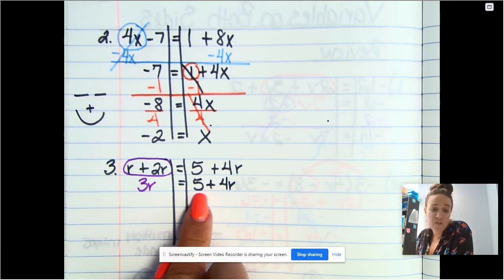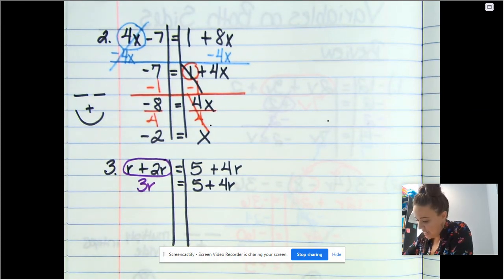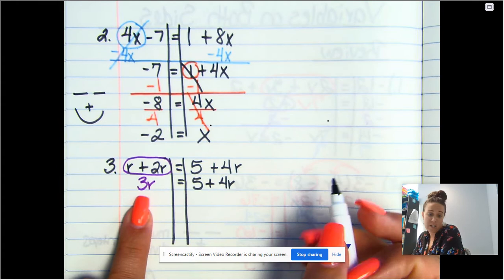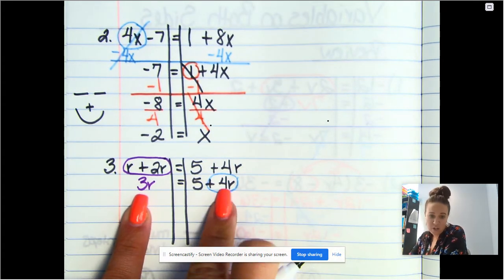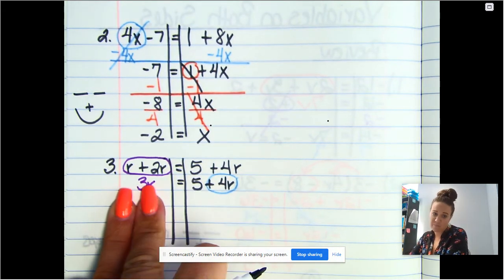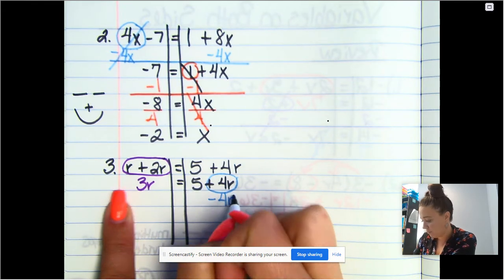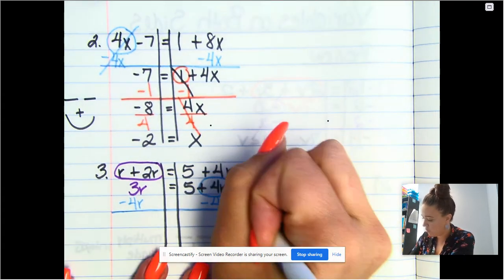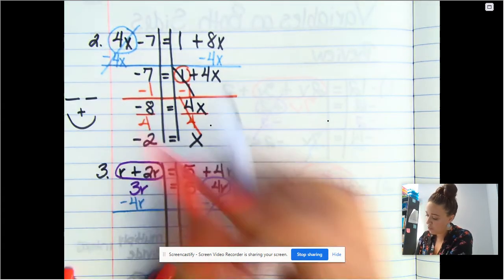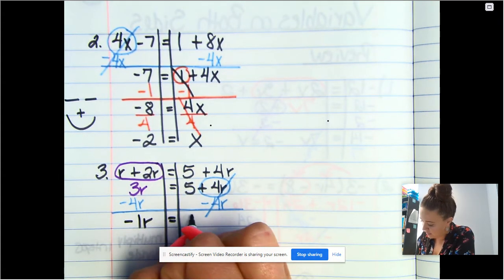Okay, now some students will say that you could move 5, which you can, but you're going to have to do another operation to get the 3R back over. And I say all of that because if you notice, you have a variable R here, and the 4R is over here as well. So I'm going to bring the 4R to the 3R. So I'm going to go in this direction. Okay, the opposite of a positive 4R is a negative 4R. 4 minus 4 is a 0 pair. So 3 minus 4 is negative 1R is equal to 5.